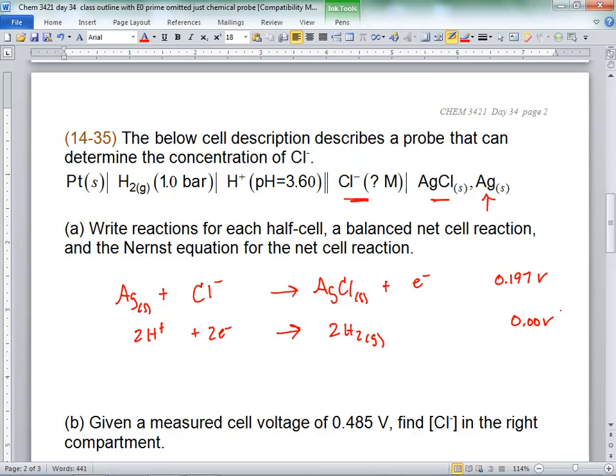right? So I think these two should have been flipped around. I got to change that. Yep. Yeah, I did. When I looked this up in the book, it's actually a reduction, so the electron's over here. This whole reaction is flipped in the book, and it's negative 0.197 volts. So I had to flip it.